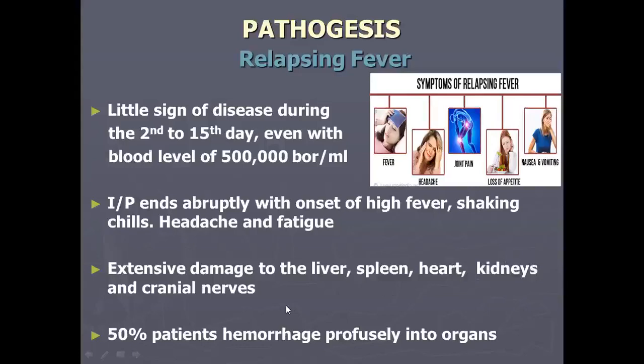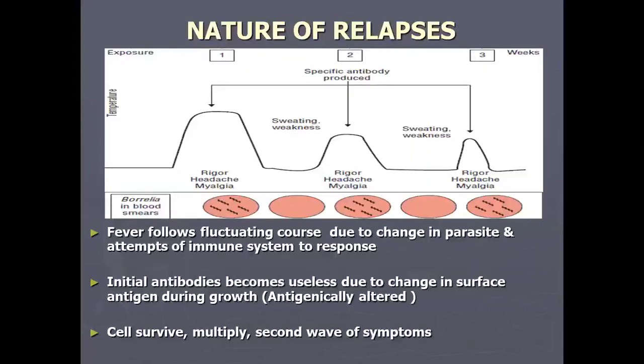And the cranial nerves are also involved, as we have seen in the case of Borrelia burgdorferi, where there was involvement of the 7th cranial nerve leading towards palsy. So we can also have this with this organism. In 50% of the patients, there are profuse hemorrhages into the organs, so there are severe hemorrhages if you do histopathology. Now, this is how the nature of the relapses is.